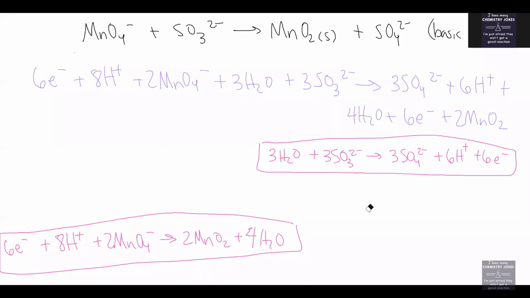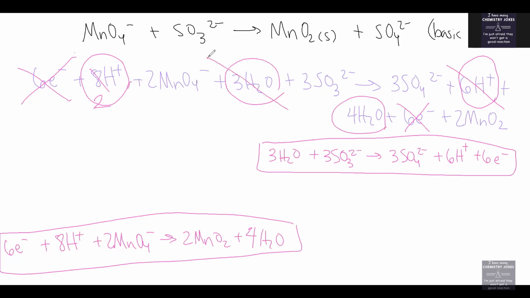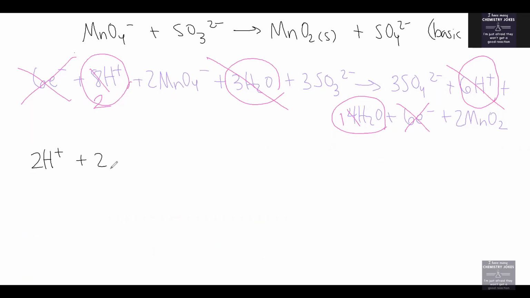Cancel out anything that you can. That definitely means electrons every time. But this time you can actually cancel out more. You've got 8 H plus over on the reactant side and 6 H plus on the product side. So you cancel that and make this 2 H plus. One more thing can be canceled. 4 waters and 3 waters, cancel it out and make it 1 water. So our equation with everything that can cancel canceled is this.